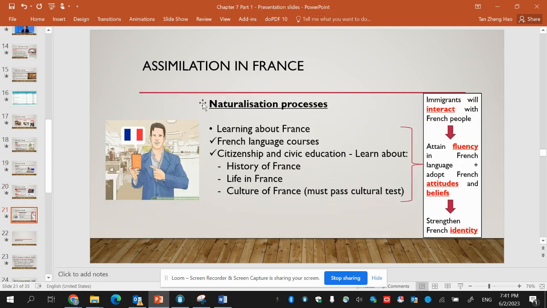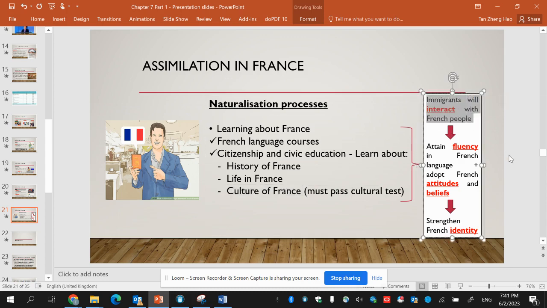Okay, so the last way France tries to assimilate migrants is through the naturalization process. Think of naturalization as getting your French citizenship. If you want to live in France for a long time and become a French citizen, when you apply, they make sure you learn about France: the history of France, life in France, the culture of France, so that immigrants can interact with French people properly.